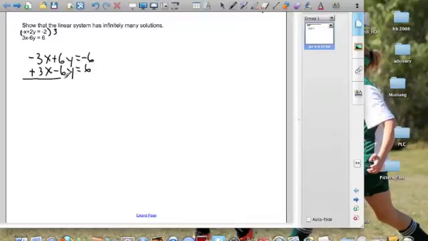Now when you get this situation where you're going to have infinite solutions, you'll see what happens. We end up with 0 on this side is equal to 0. So when you get the situation where two numbers equal each other, then you have infinite solutions. These are the same lines, so they lie right on top of each other. So in this case, our answer would be infinite solutions.